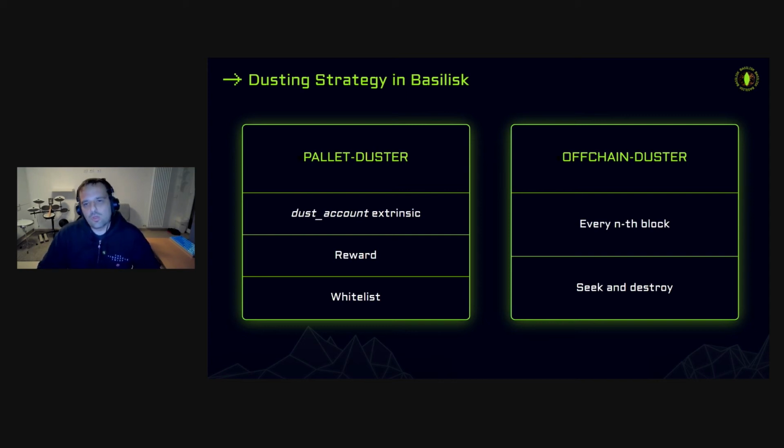How the caller figures out which accounts can be dusted is up to them, but in case nobody is willing to do this, we also have an off-chain duster, which we can run, and it will go out and seek and destroy all dust accounts every end block.